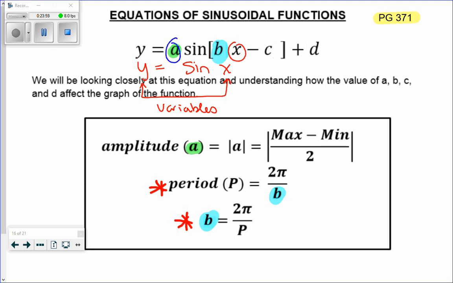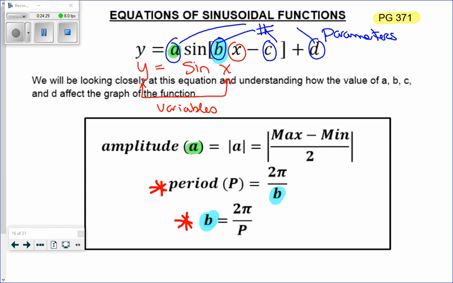The a, b, c, and d, these are going to be numbers. Because they're placeholders, the fancy name for placeholders in math is parameters. So parameters are placeholders for numbers. Variables always stay as letters.